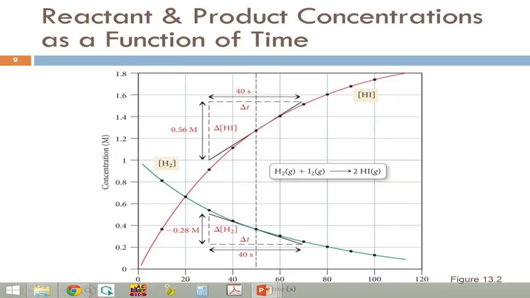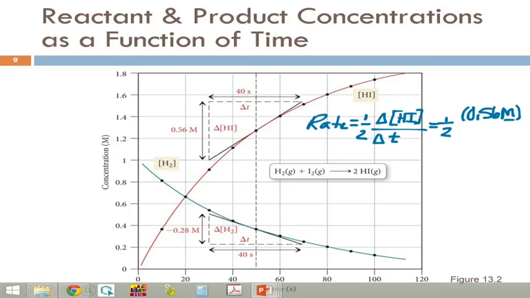And so to find the rate equals the change in the hydrogen iodide concentration divided by the change in time. And what did I forget? The 1/2. Squeeze it in there. So 1/2. And the change in concentration is 0.56 molar divided by the change in time of 40 seconds.